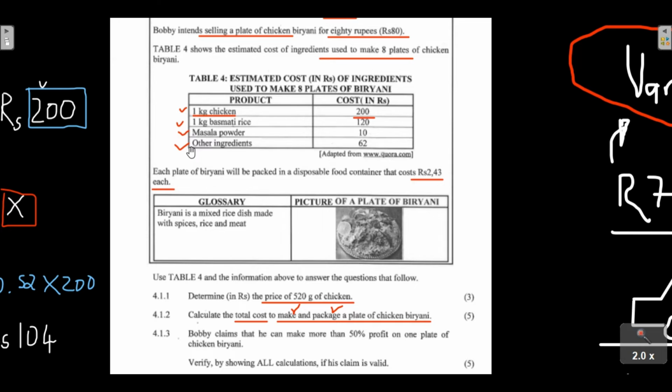So what we do is we add all of these, and when we've added all of them, we divide the answer by 8. That means we are minimizing that to 1 plate of chicken biryani, from 8 plates to 1 plate. And then after we do that, that would be the total cost to make a plate of chicken biryani. After that, we add the cost to package a plate of chicken biryani. Okay, right, so let's do that.